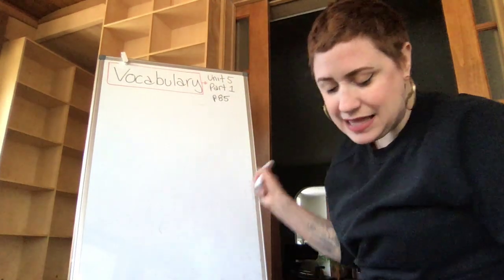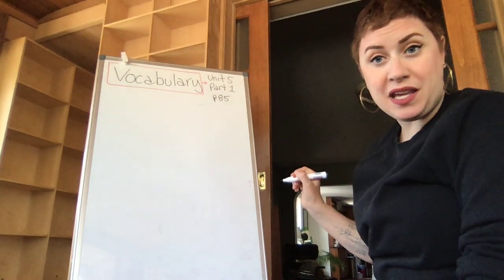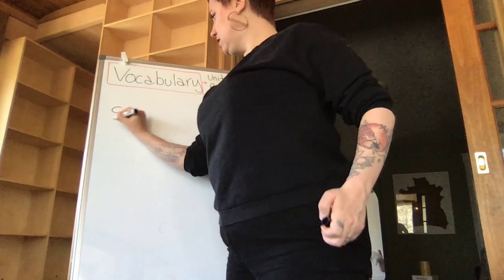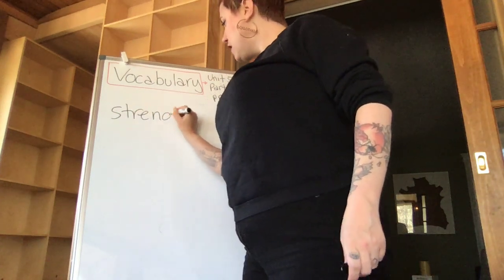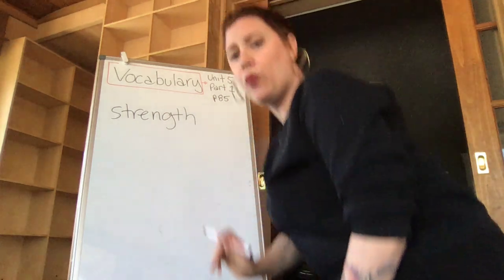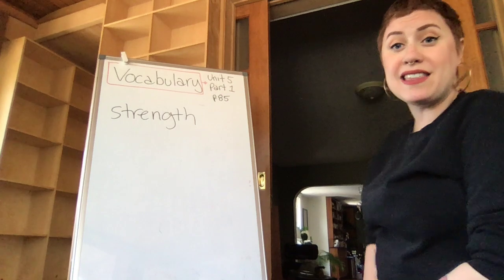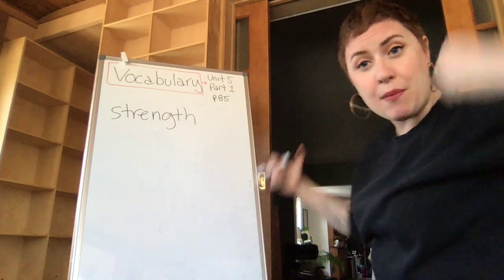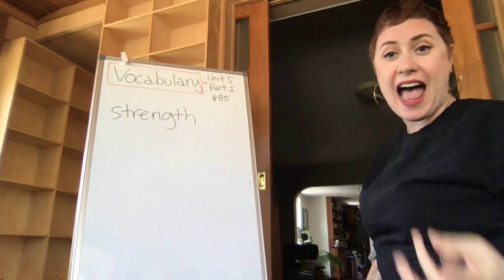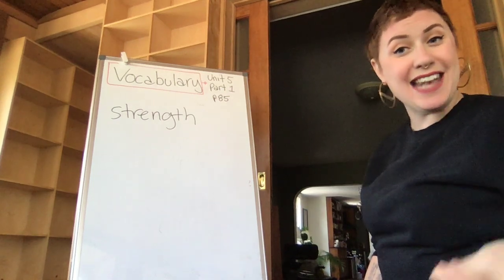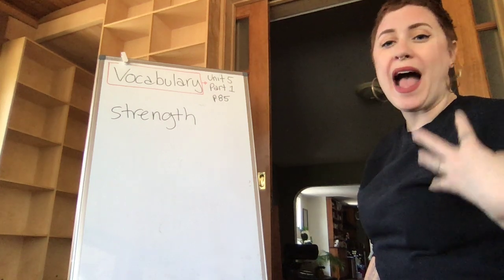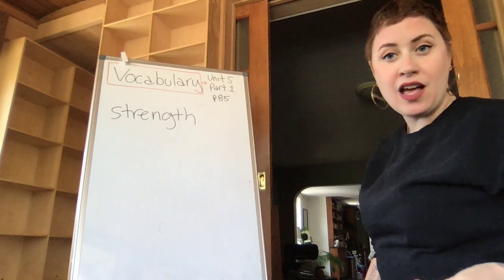All right, so in the same paragraph in B, we have the word strengthens. So first, I want you to look at this part of the word, which is strength. Strength is a noun, and it means when somebody is strong. Strong is an adjective. So strong is the adjective, strength is the noun. So we can say you are strong, you have strength.